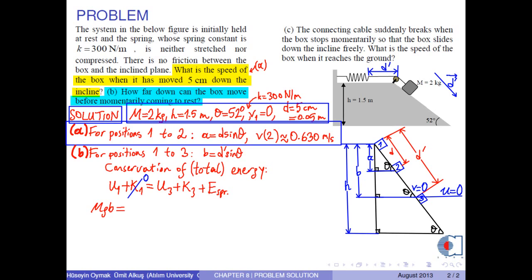As we discussed in Part A, the kinetic and the spring energies of the box at point 1 are 0. The potential energy of the box at point 3 is 0. Its kinetic energy is also 0 because it is momentarily at rest at this point. Finally, we have the spring energy at this point as 1/2 k times d prime squared, since the change in the length of the spring is d prime. Here, B is d prime times sine theta.